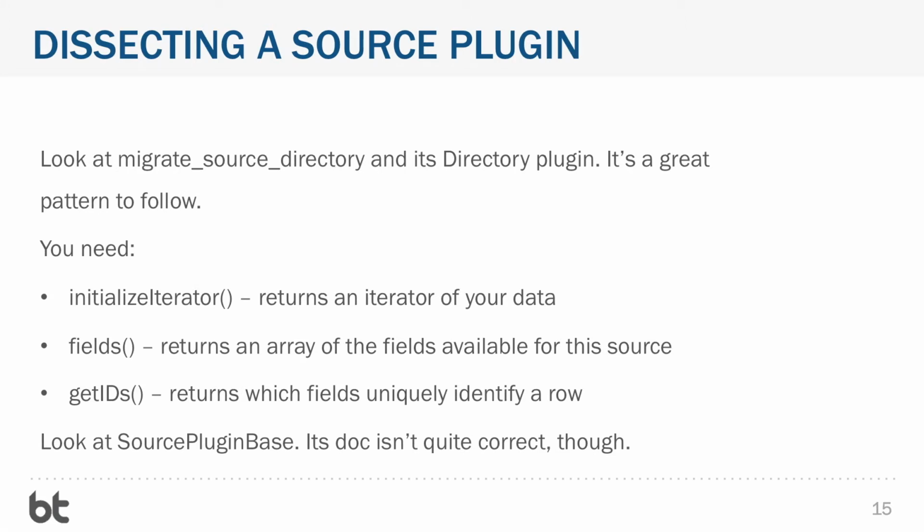Let's go and take one apart. So using that migrate source directory and its directory plugin is a good pattern to follow. It shows you how it all works in a real concrete way. You need a couple of things to make any source plugin work. You have to provide an initialize iterator function, a fields function, which returns an array of all of the fields that your source is returning, and then this getIDs function, which is metadata about how to uniquely identify each row that comes back. So let's have a look at that.